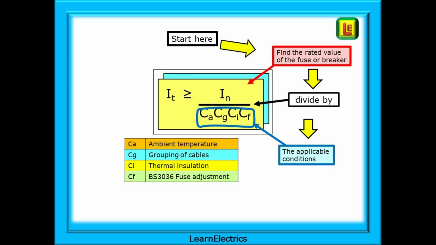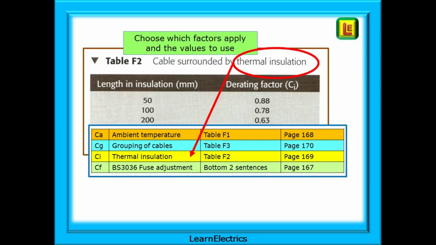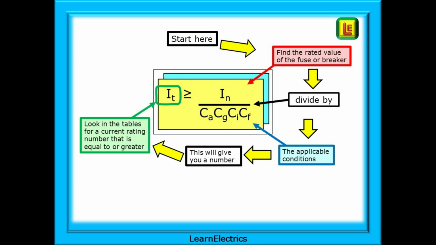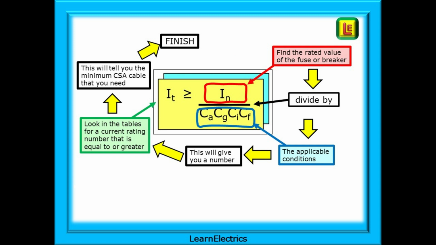The little table here is a reminder of the condition symbols and their meanings. Go to the tables and find the derating factors to apply. Shown here are the table numbers and page numbers in the on-site guide. When we divide IN by the condition derating factors, we will get a number, an answer to the calculation. This will be IT, and we will then look in the tables for a cable current capacity that is equal to or greater than our answer. The tables will tell us the minimum size or CSA of cable that we need for that particular circuit. They will tell us what size cable should not overheat given the applied conditions.